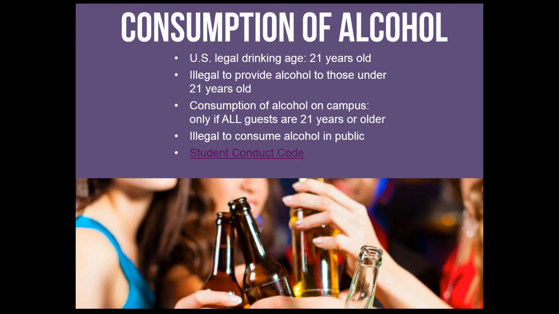One of the biggest adjustments our international students say they have to make when they come to the U.S. is being very aware of the legal drinking age. As many of you may know, it is illegal to consume alcohol under 21 years old in the United States. It is also illegal to provide alcohol to anyone under the age of 21 years. Alcohol at social gatherings on campus is only allowed if all of the guests are 21 years of age or older. Public consumption of alcohol, so having an open container outside on the street, is also prohibited.